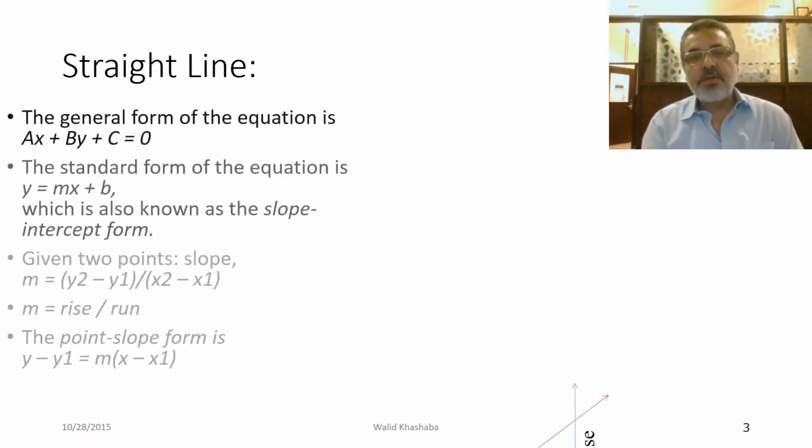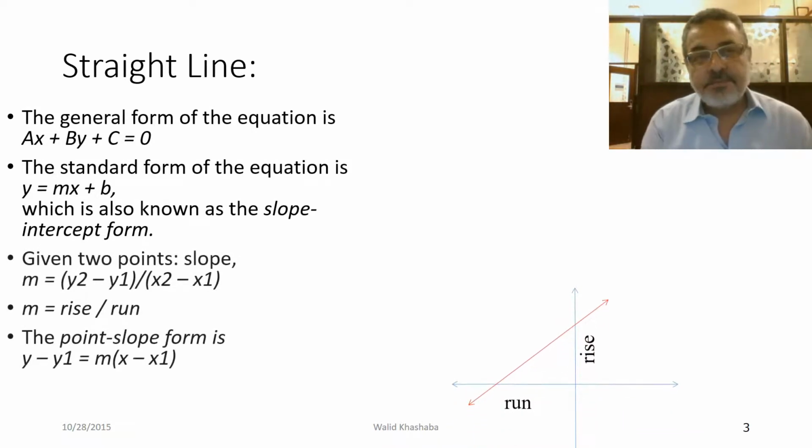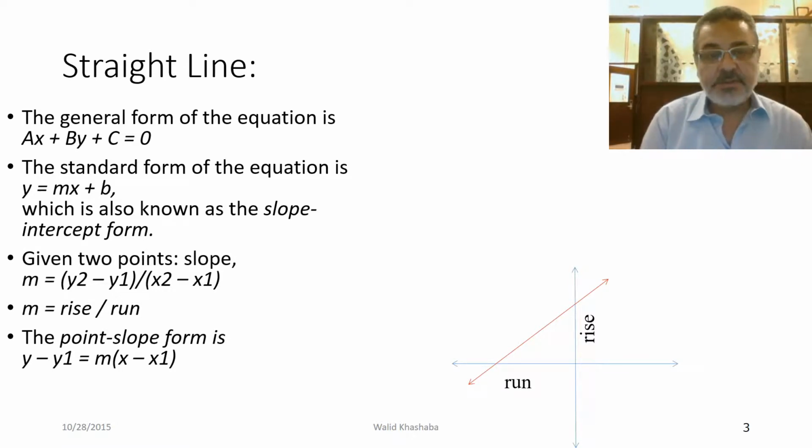Well, let's start with the first type of equations we're going to deal with, which is the first degree equation, as you can see, in two variables, ax plus by plus c equals 0. This is a first degree equation, first degree because there are no powers affecting x or y. A, b, and c are all constants, and this is going to be the general form of the equation of a straight line.